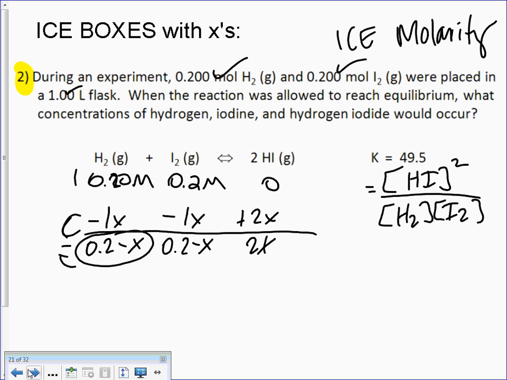These values go into our expression now, and then we have to solve for x. So I'm thinking, it kind of looks like I might be going quadratic formula.